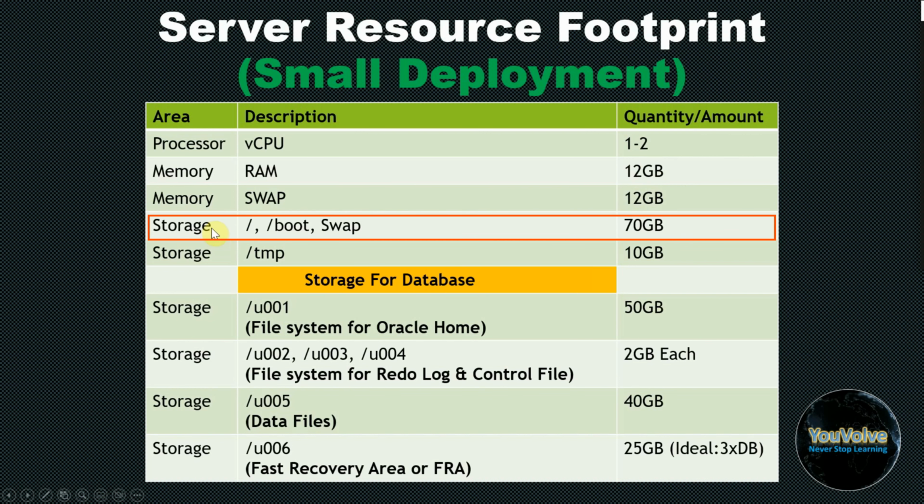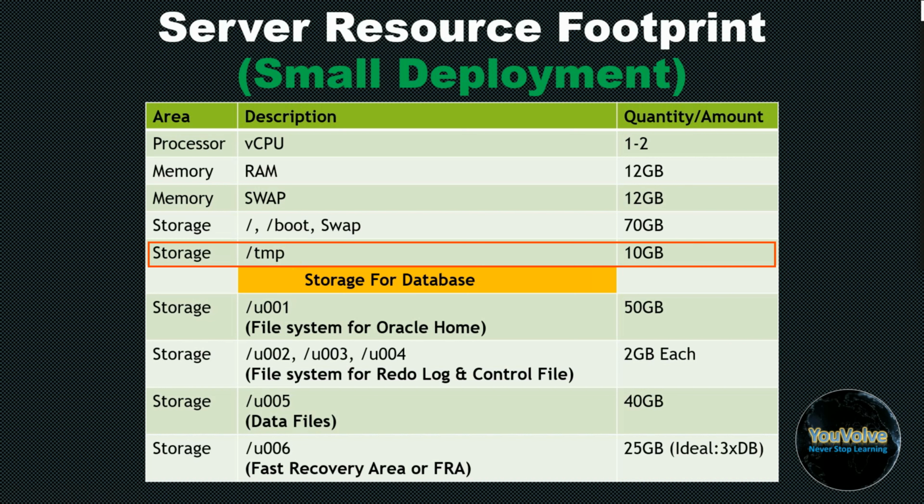Now the storage. I allocated a total of 70 gigs to the server while installing the Linux operating system, and that is divided amongst the root, boot, and swap file systems. But you can start with a minimum of 25 gigs for the root, boot, and swap file systems during the initial installation of the operating system. The temp file system should be a minimum of 2 gigs for Oracle installation. I am allocating 10 gigs as I am going to install OEM also on this server, and that demands more temp space while unzipping the huge OEM installers.